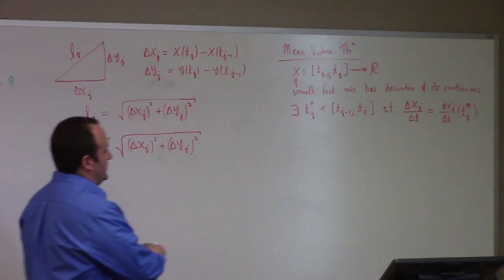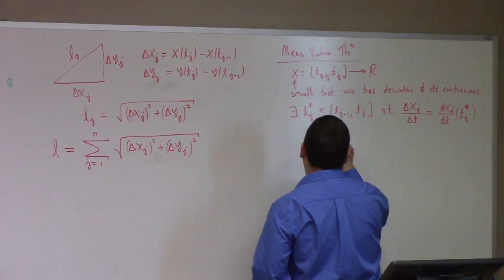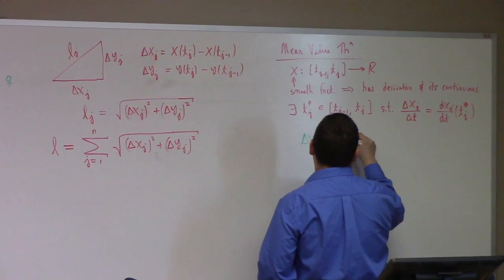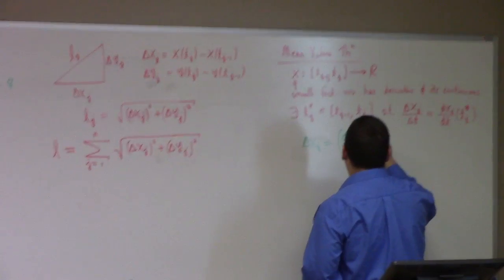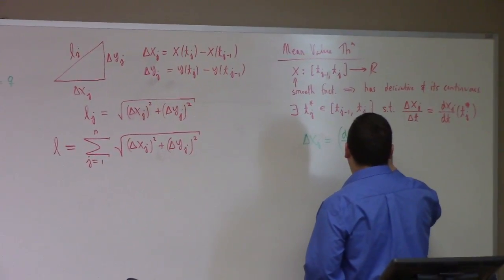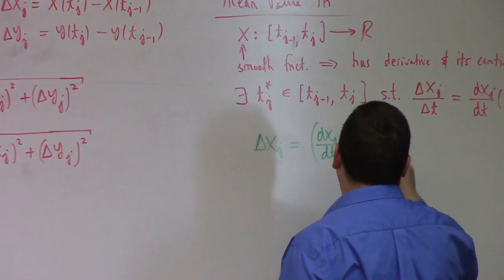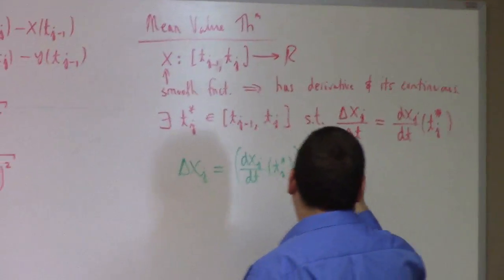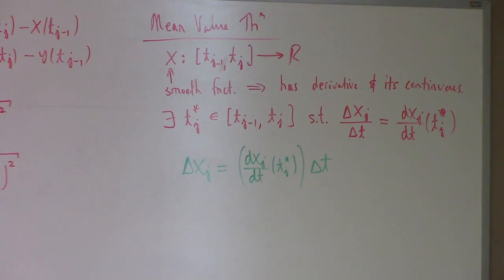So in other words, it allows me to rewrite delta xj as dxj dt at the point tj star, which I don't know. The theorem gives me that, but it doesn't tell me which one it is. Just know it exists, right? Times delta t. There's no j dependence on the delta t because I chose a partitioning of time of equal time increment, right? And so check it out.